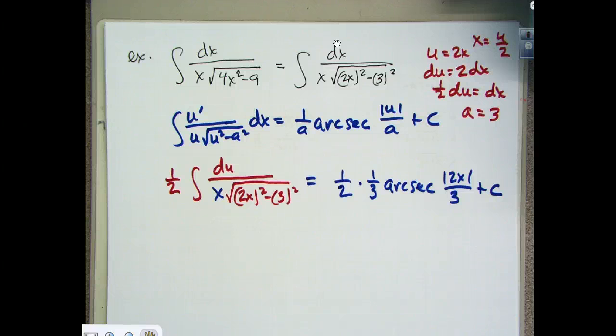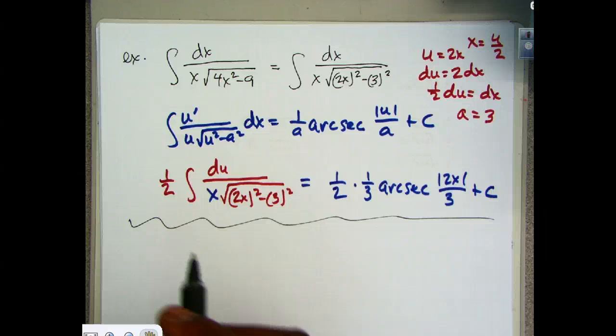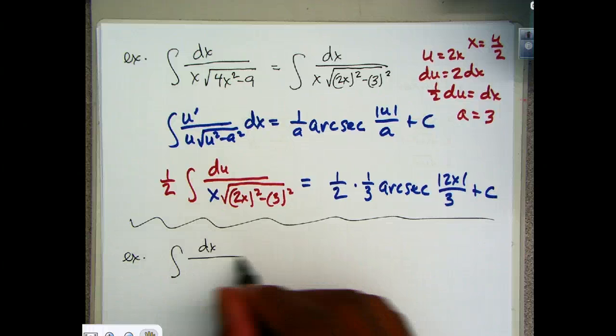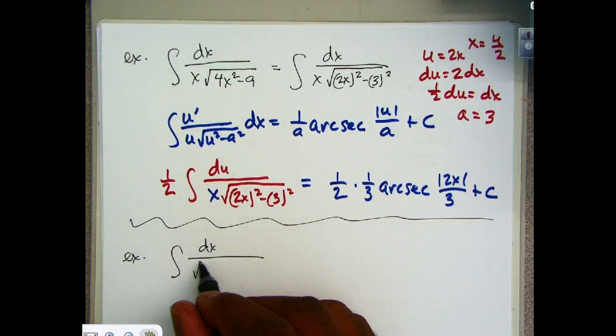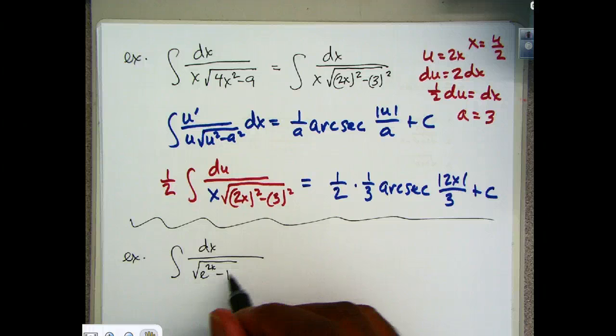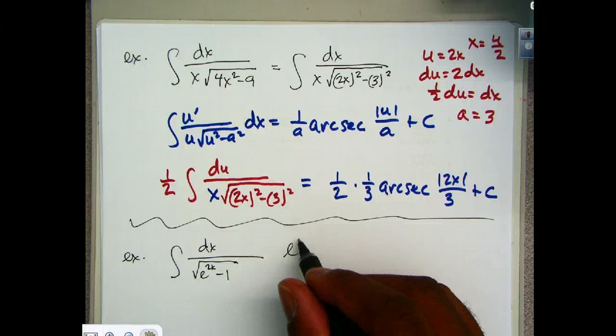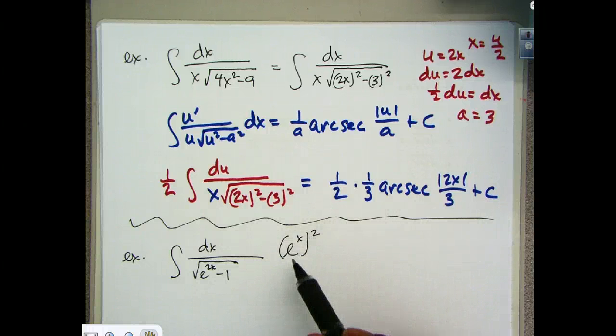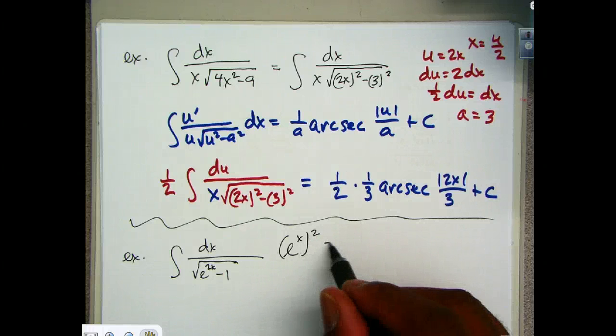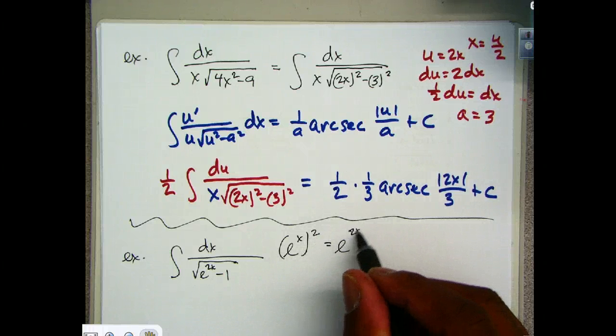Okay, I hope that was right. Let's go ahead and take a look at our next example. The examples that you have with the e's, those are always a little tricky. So let's take a look at that one. Okay, the integral of dx divided by the square root of e to the 2x minus 1. Just keep in mind that e to the x quantity squared, when you have a power raised to a power, same thing as multiplying the exponent, so that is our e to the 2x.